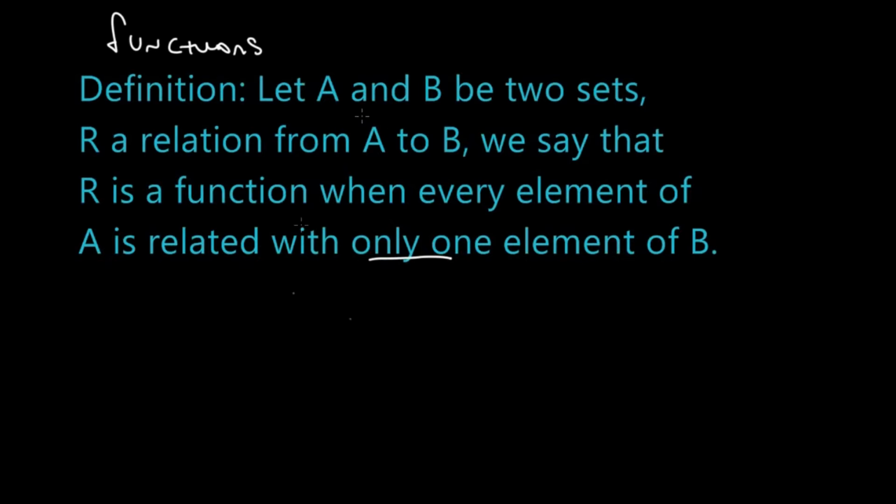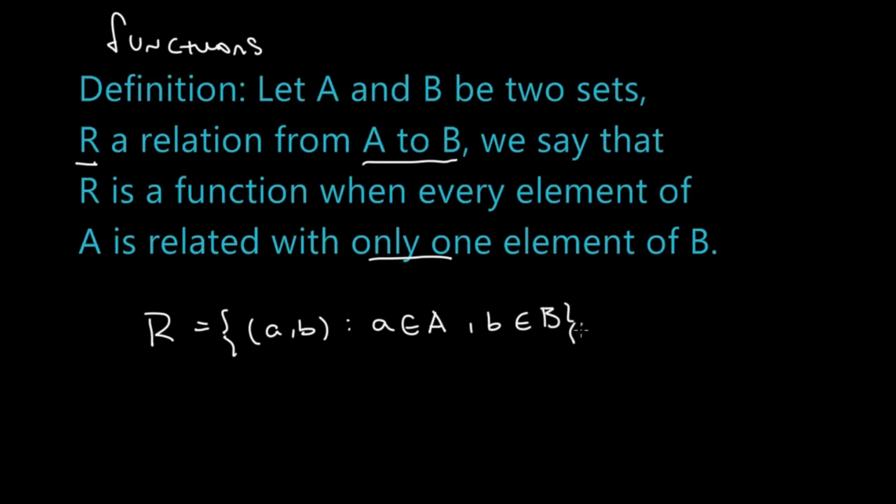So, the first thing I want to talk about is that the relation R is from A to B. This means that R is a subset, a set formed by pairs (a, b), where a is an element of A, and b is an element of B. In the examples we did in the last video, we had both sets A. This is a more general definition, but it's the same principle as the other one.